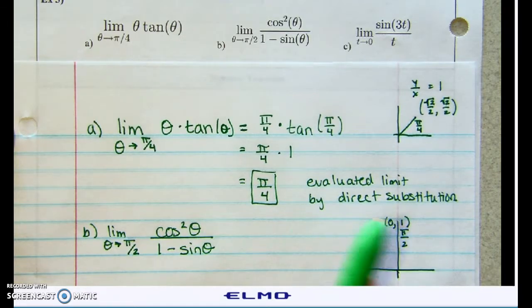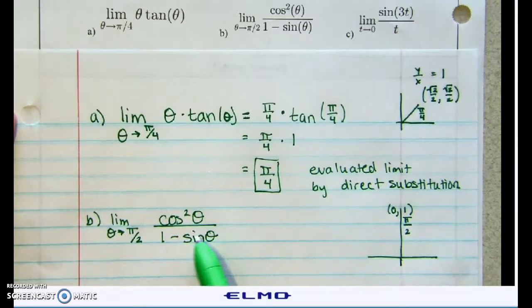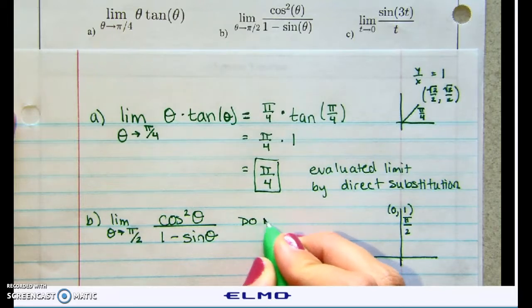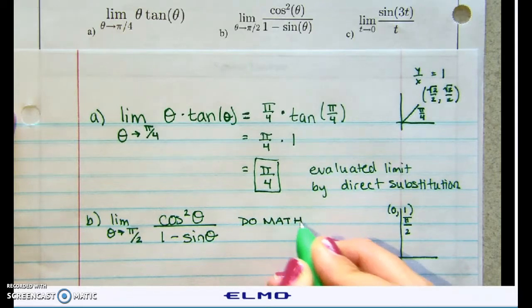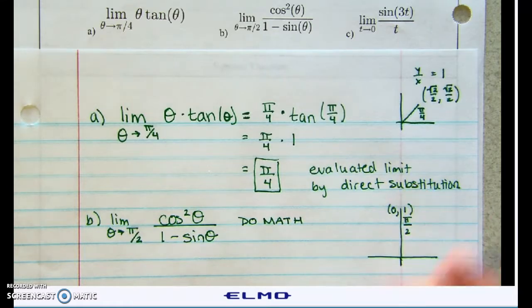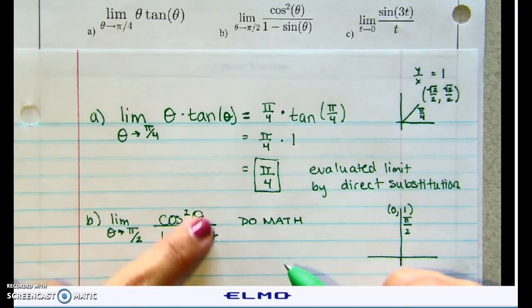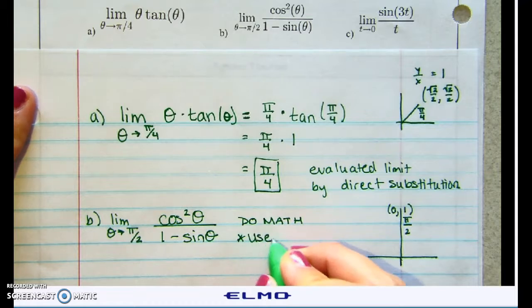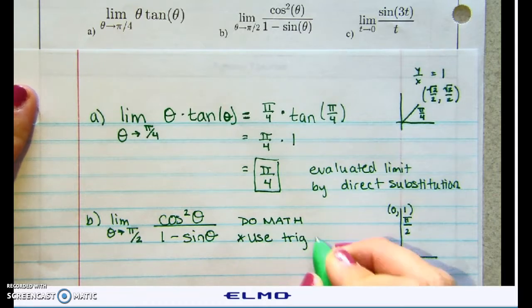Now you cannot write does not exist. We have to do more math. Anytime you have a 0 in the denominator of a limit, that means do more math. Do math on it. Okay? So what are the techniques? We've used factoring, rationalizing, complex fractions, but here, guess what technique we're going to use? We're going to use the trig identities.